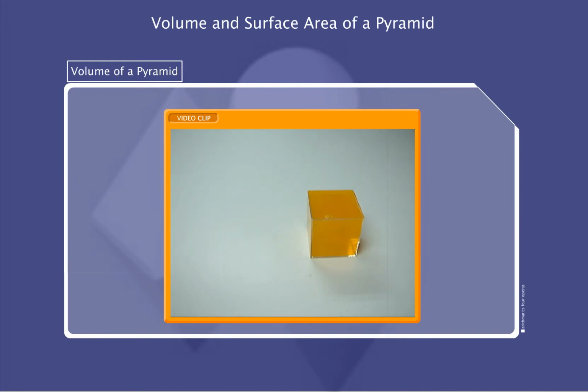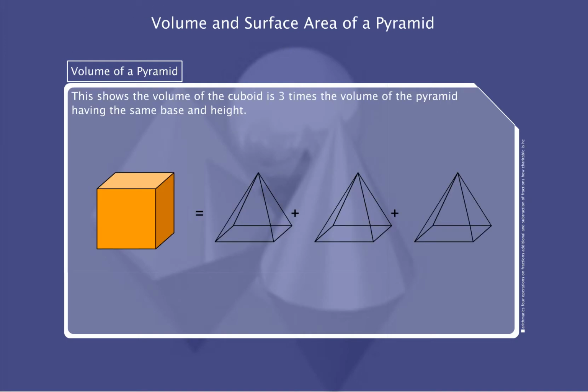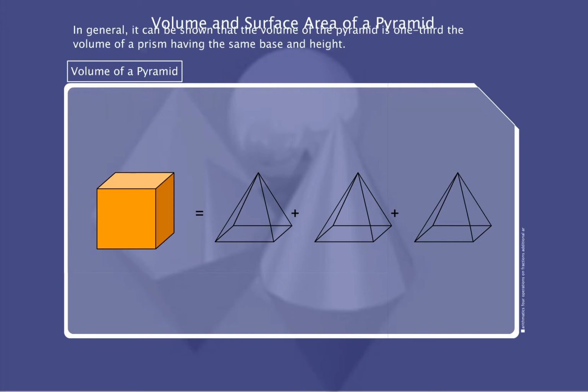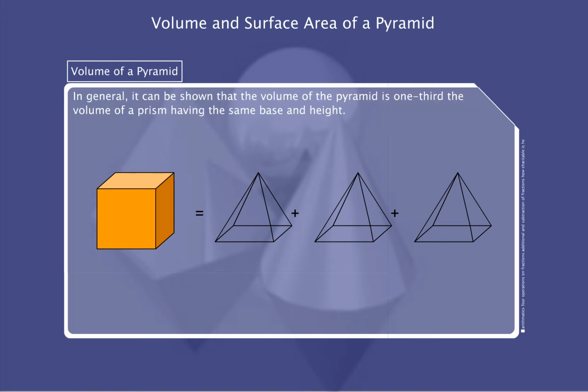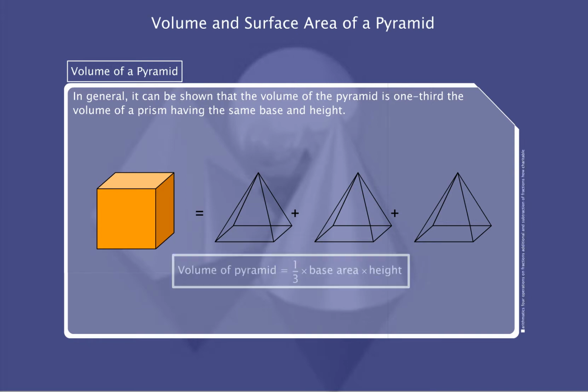We need to pour colored water from 3 full pyramids to fill up the cuboid. This shows that the volume of the cuboid is 3 times the volume of the pyramid, having the same base and height. In general, it can be shown that the volume of a pyramid is 1/3 the volume of a prism having the same base and height. Since the volume of a prism is equal to base area times height, the volume of a pyramid can be deduced as follows.